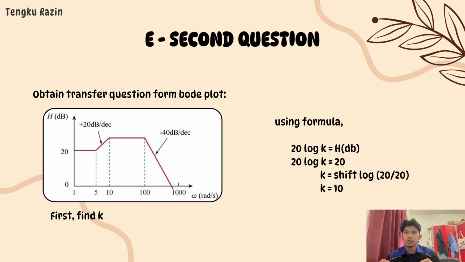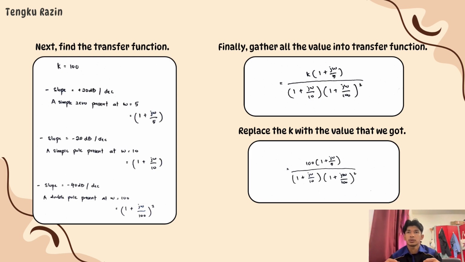Today, I will explain how to obtain the transfer function from the Bode plot step by step. First, we need to find the gain constant, which we call K. We can use the formula 20 log K equals H in dB. From the plot, we can see the magnitude is 20 dB. So 20 log K equals 20, log K equals 1, and finally we get K equal to 10.